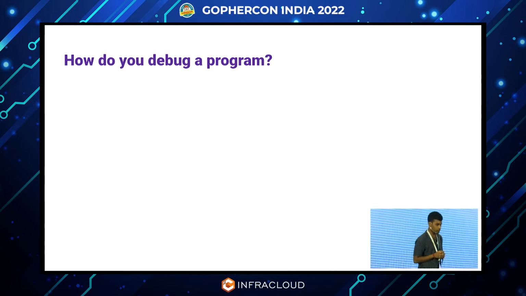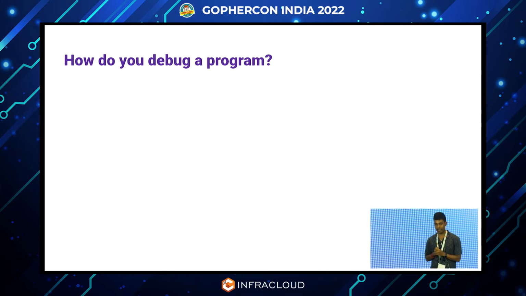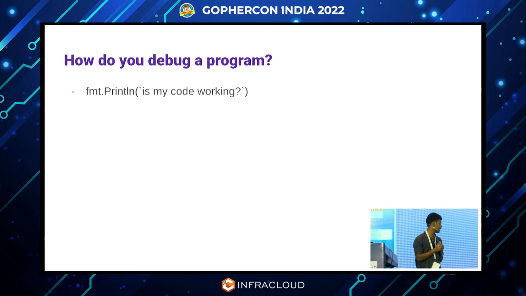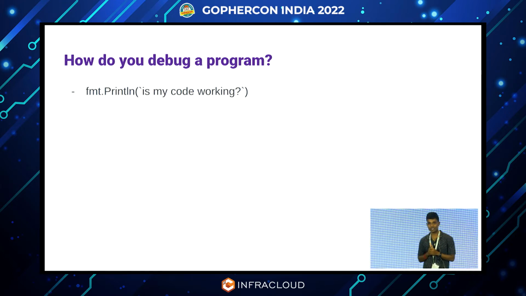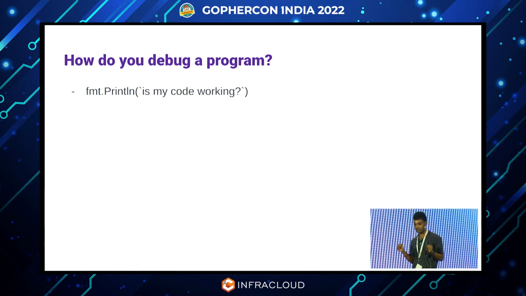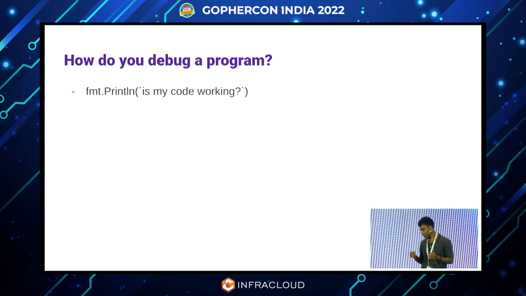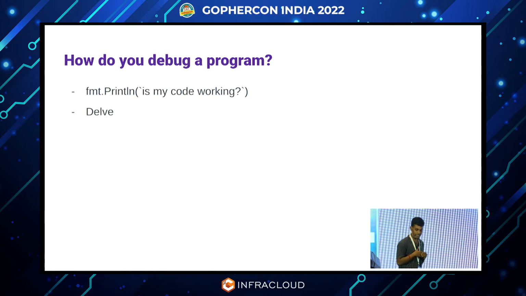How do you debug a program? Whenever you have a bug in your program, the typical way would be adding a print statement to see whether your code is working or not. I use print statements a lot because the feedback loop is faster than using a debugger. But there are some places where code is very complex and it's hard to have the entire mental model in your head. At that time, I tend to use a debugger. For Go, there is a debugger called Delve.